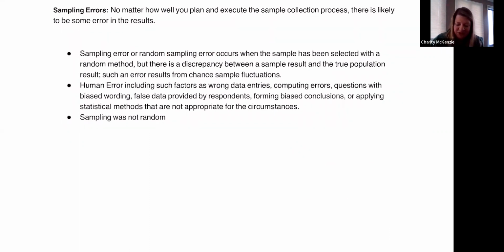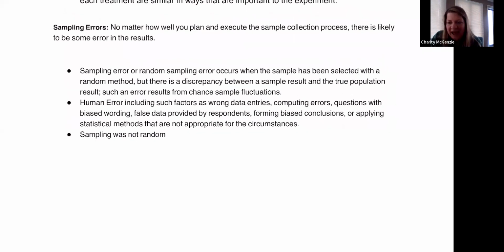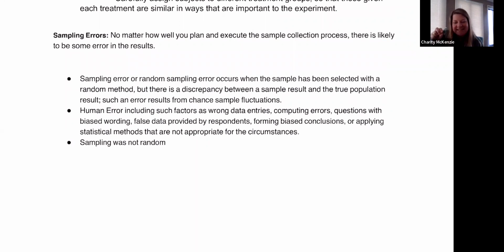There could be a discrepancy between the sample result and the true population. So you collected a sample and you figured out that like 70% of those people had girls, it could just be your sample. It doesn't really mean the true population of people has more girls than boys, right? So you have to be careful that when I collect a sample, there can be errors.